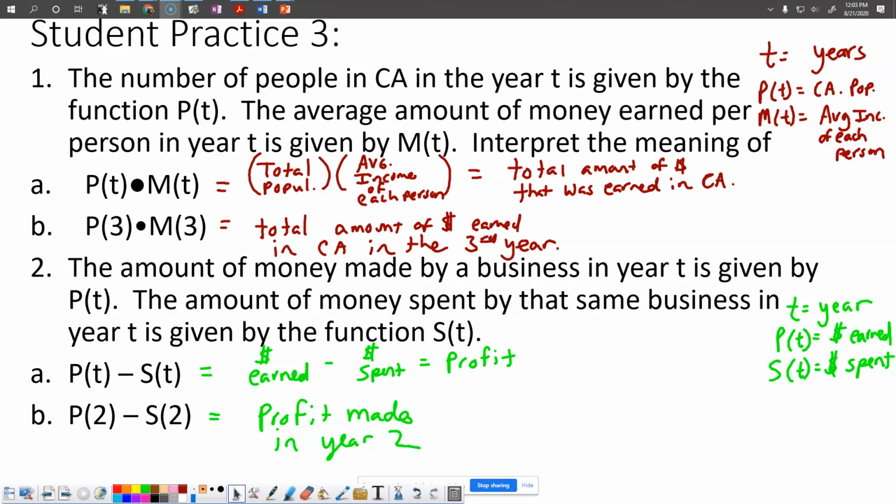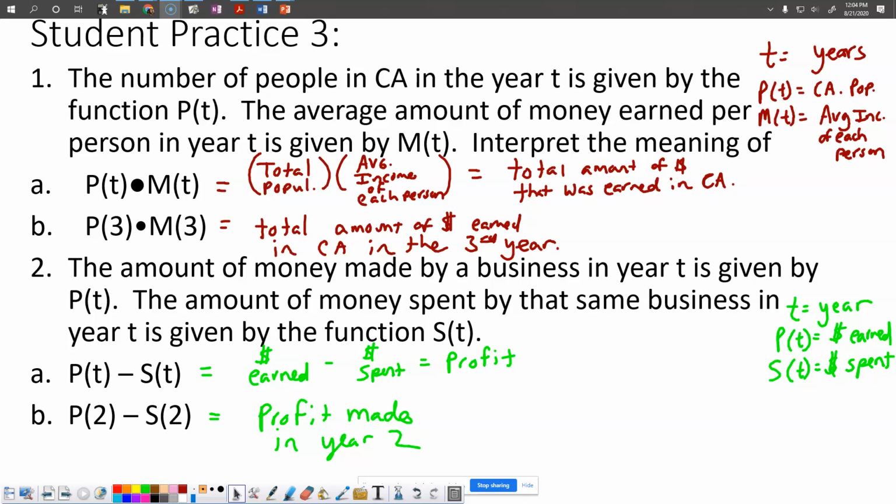Okay. Now, part B is the same question as part A, it's just that I replaced the T with a 3. So it's the total amount of money earned in California, but specifically in the 3rd year, because a 3 represents a T. Now, number 2. The T in this problem represents the year once again. The P represents how much money you make in this business, and the S of T represents how much money you spent. So what is P of T minus S of T?